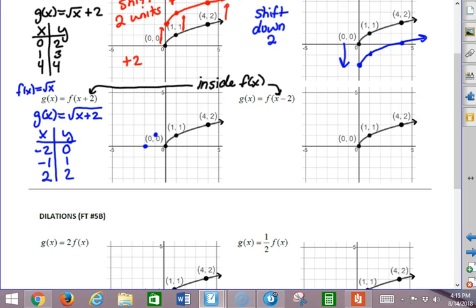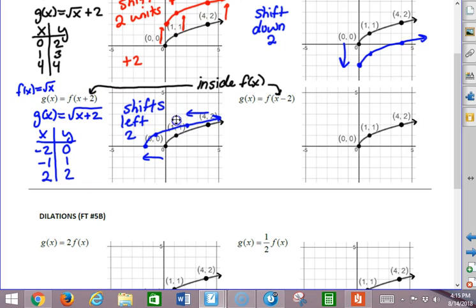So when I put all of these in here and plot them, I get negative 2, 0, negative 1, 1, and 2, 2. And notice that each one of these points is just shifted to the left 2 units. And so my new graph looks like this. Everything is shifted to the left 2. So shifts left 2.